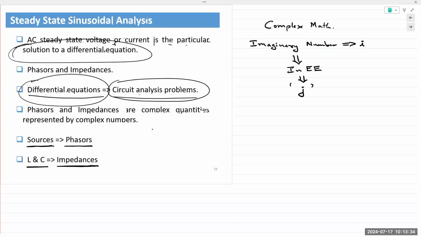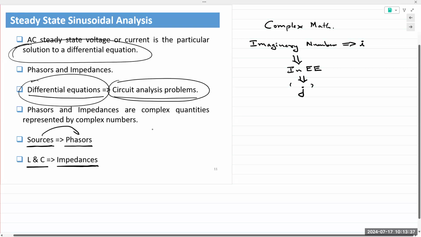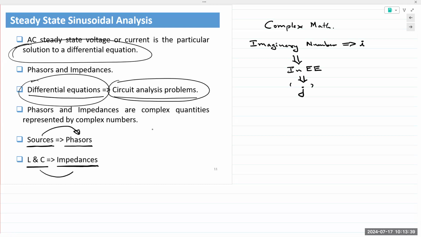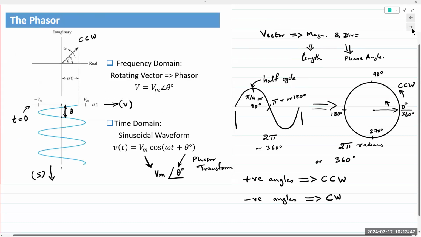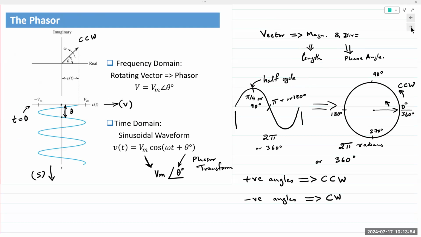So we replace sources with something known as phasors, and inductors and capacitors with their impedances. Both phasors and impedances are complex quantities represented with the imaginary number. The imaginary number i is noted by j in electrical engineering because i is used for current. So that's the brief recap, and I'll take a pause. Let me know if you have any questions thus far about anything.